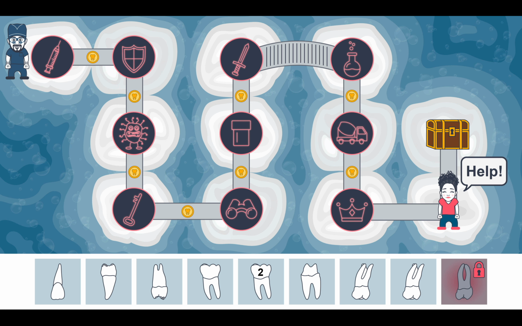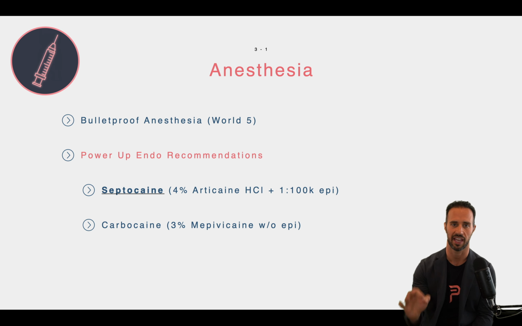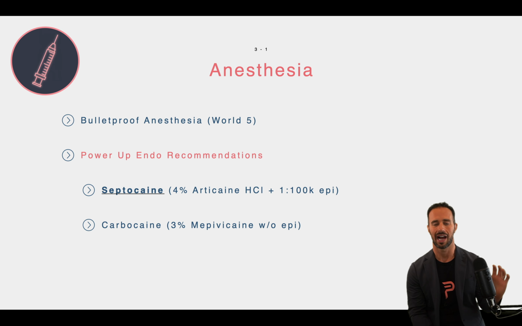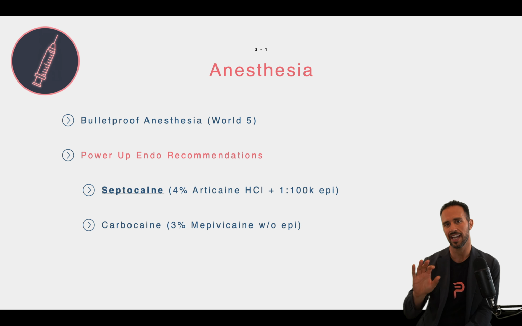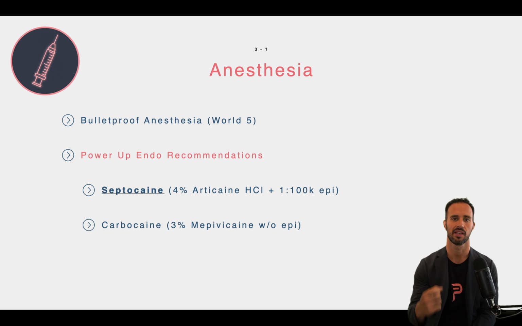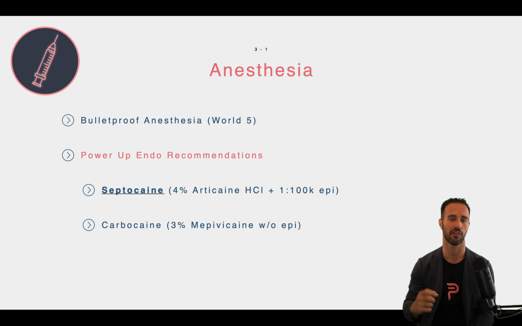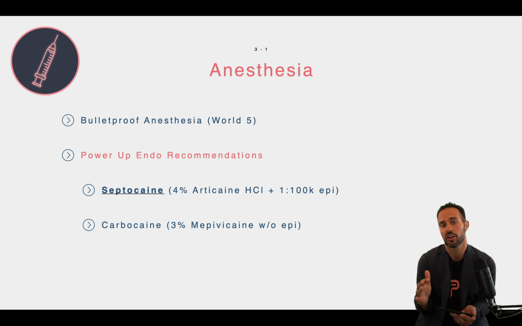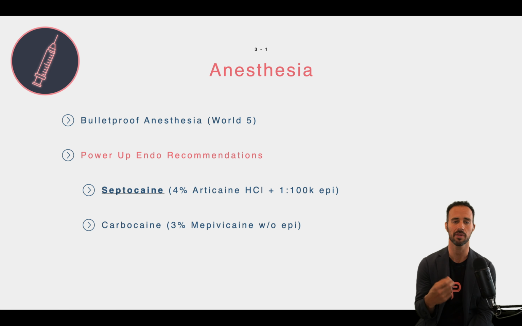Again, here you are, and the first step that we're going to be performing in order to successfully complete routine endodontics in your general practice is the administration of bulletproof anesthesia, right? So I have a whole world dedicated to bulletproof anesthesia with step-by-step instruction. One of the key components of administering bulletproof anesthesia is what you're actually using and the chemistry that you're using in order to achieve bulletproof anesthesia.